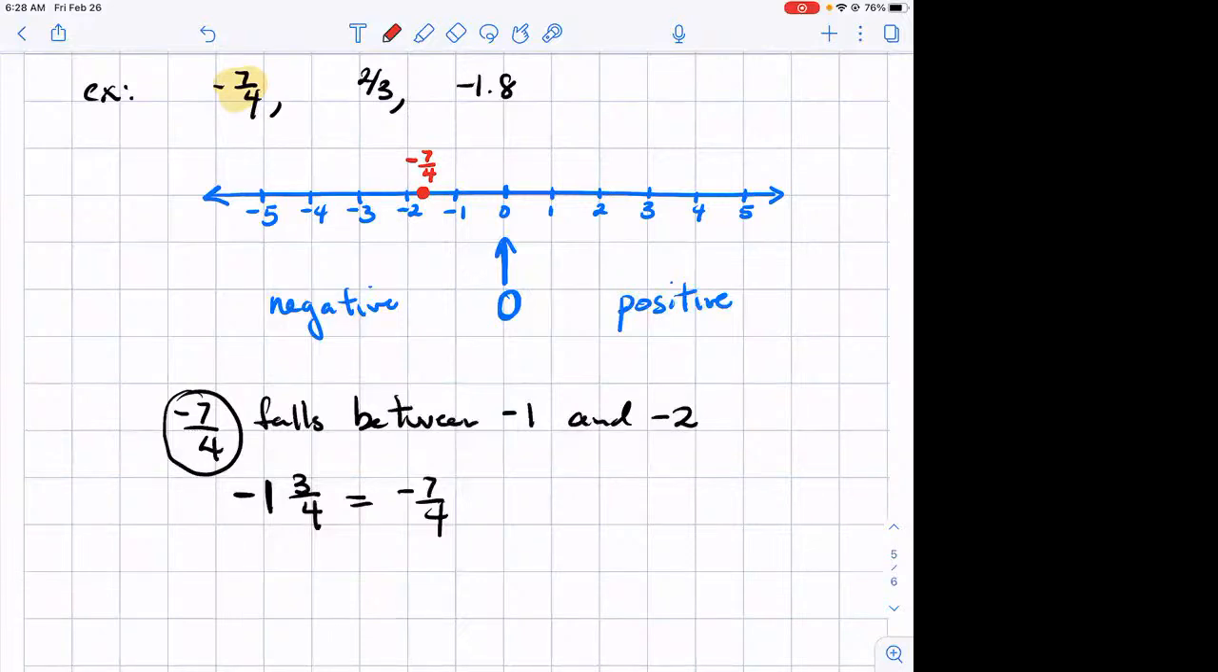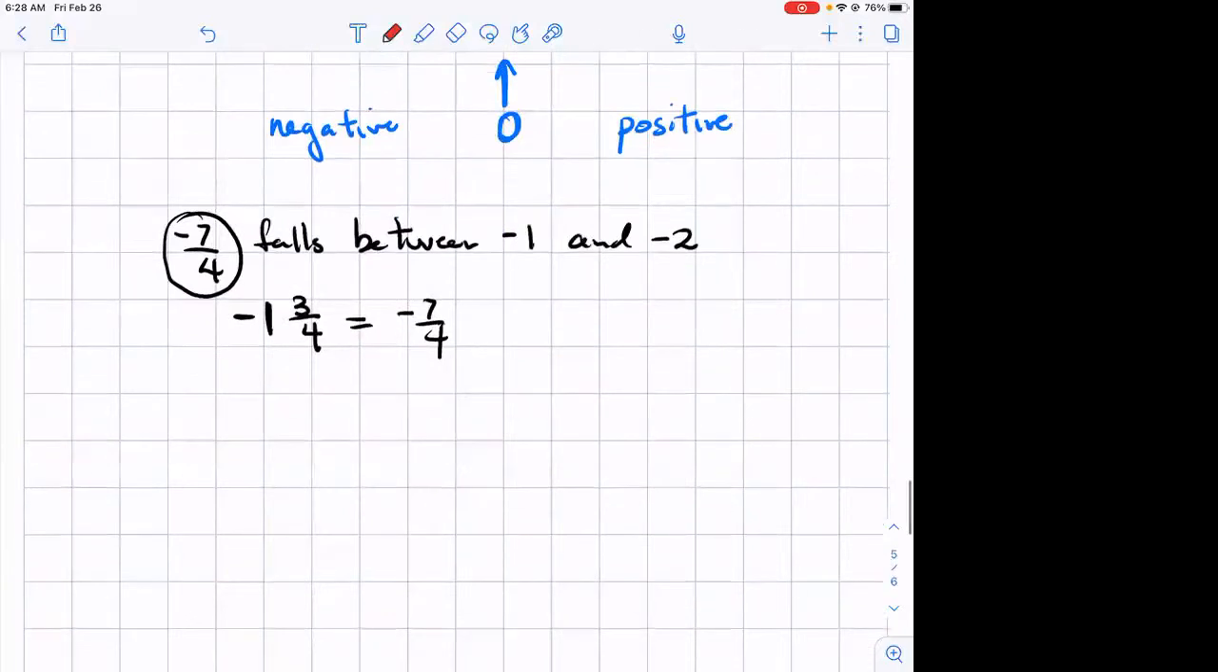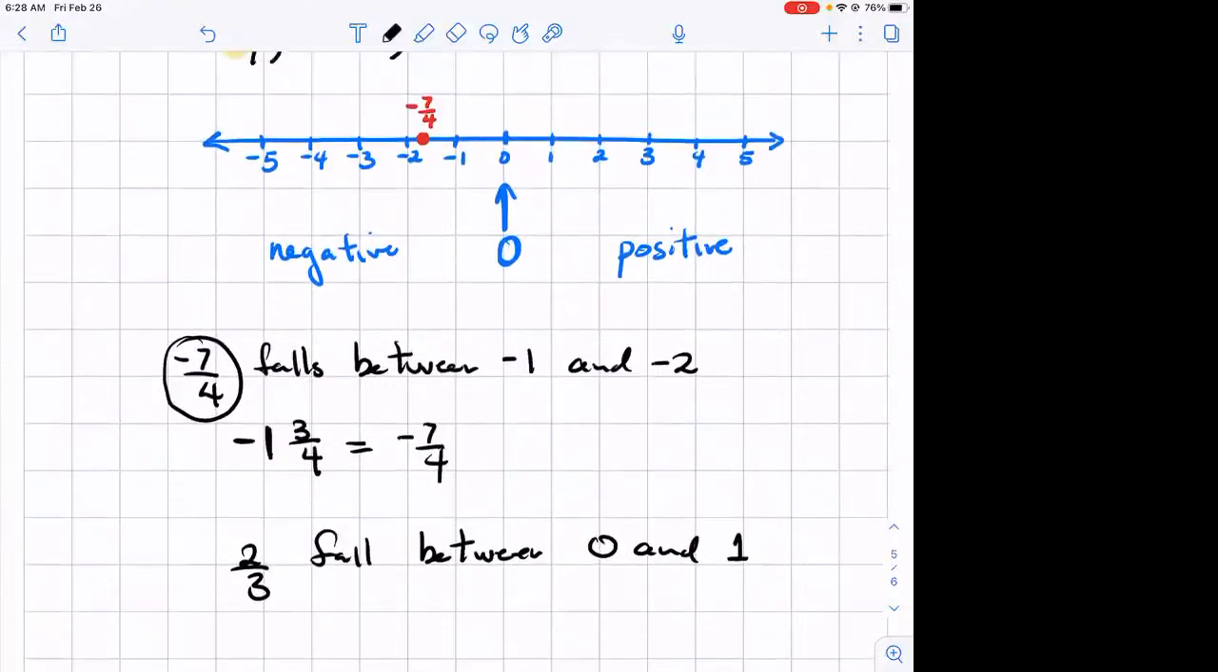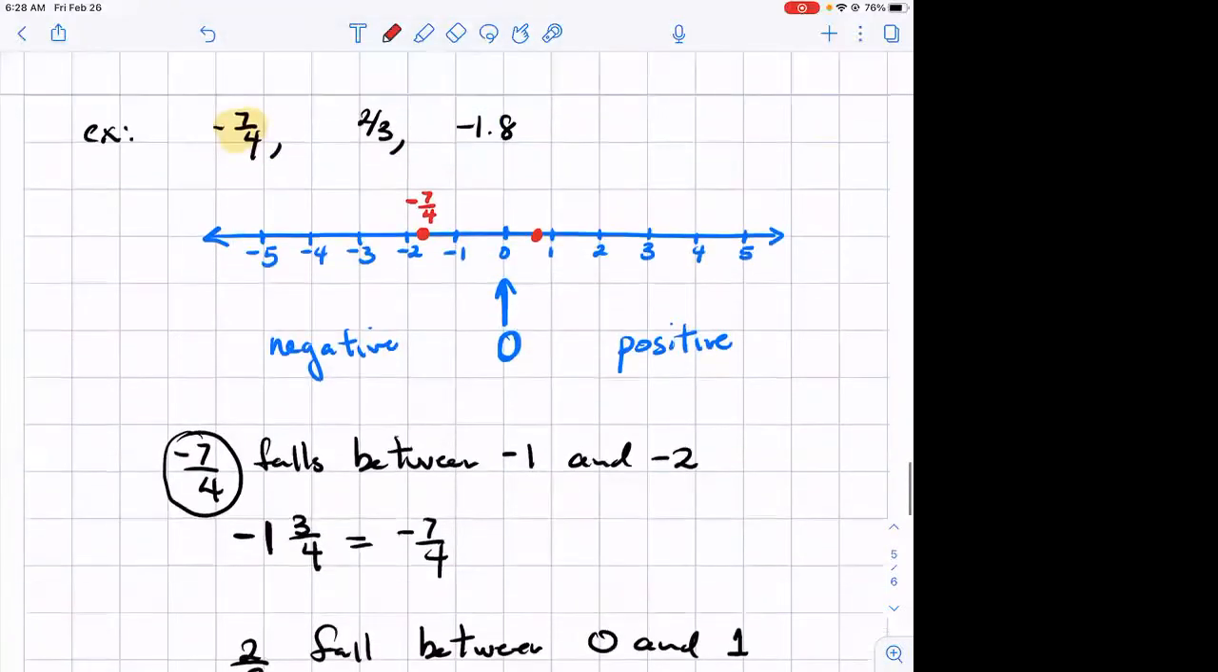2/3 falls between 0 and 1, because 3 over 3 will be 1. You don't have 3 over 3, you have 2 over 3. So it's closer to 1, right? So we're just getting a good guesstimate here. It's closer to 1. So I would say somewhere over here will be 2/3. Okay?